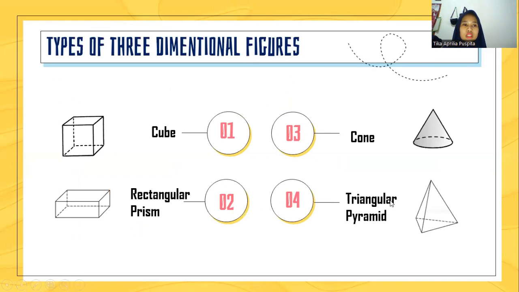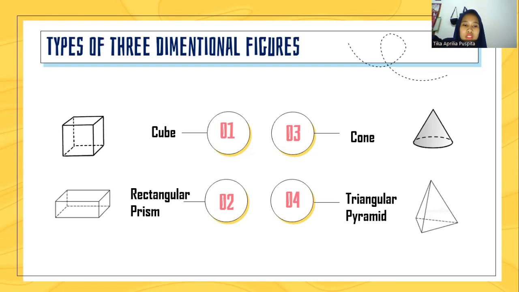Okay. So here, types of three-dimensional figures. The first one is cube. A cube is a solid or three-dimensional shape that has six square faces. All the faces of the cube have equal shape. We can find examples of cubes in Rubik's cube and dice that consist of 1 to 6 points.